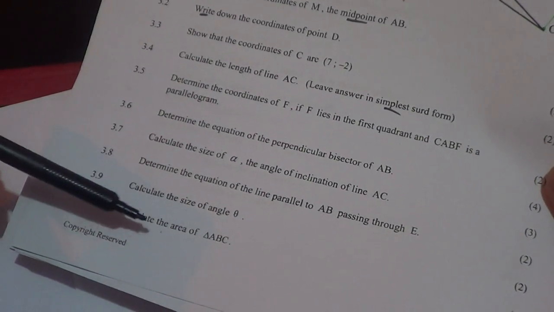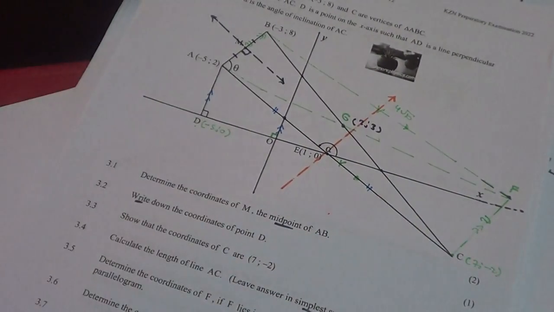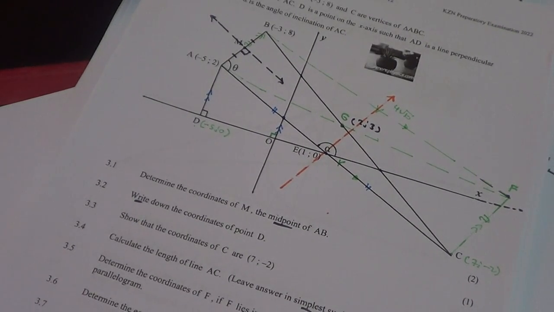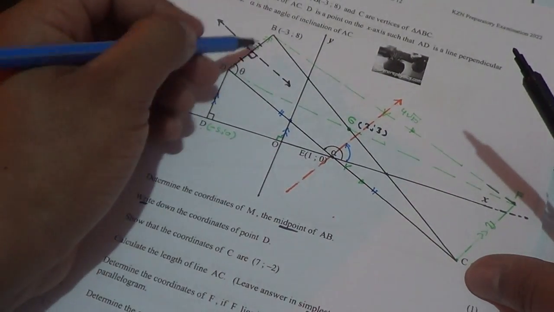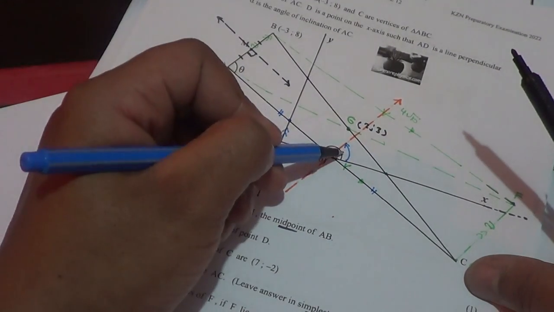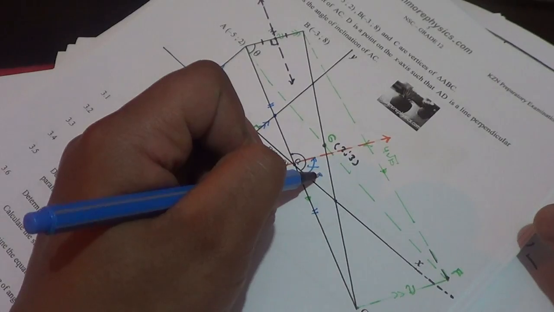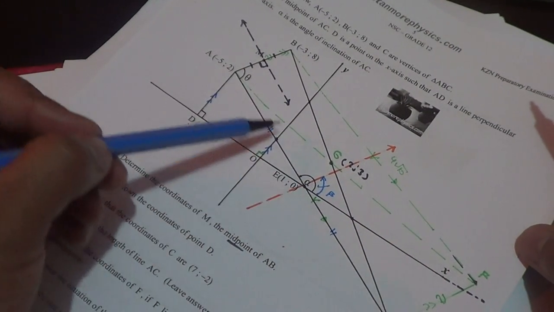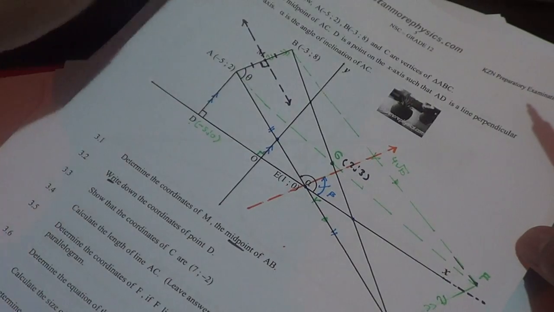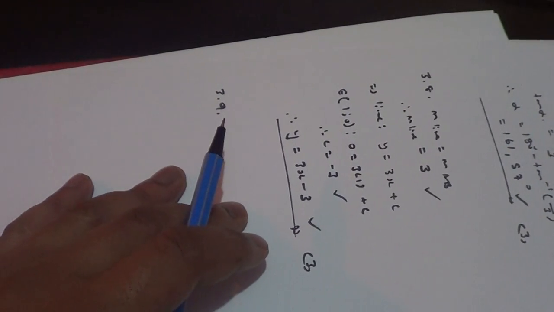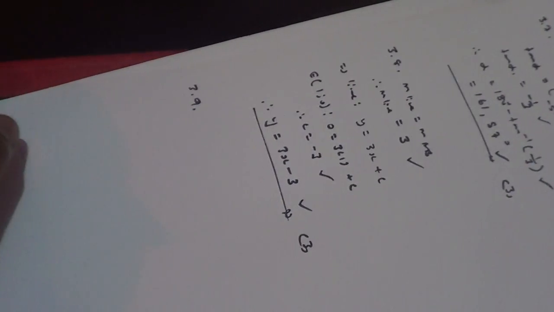3.9. And then they say calculate the size of angle theta. Okay, 2 marks. This is easy now, because what makes it easy is the fact that the angle of inclination of this line, because it's parallel to that line, is going to be this angle here, right? Let's call it beta. So beta is going to be equal to theta. Why? These are corresponding angles, because this line is parallel to that. So we are happy now. They made it a bit easy for us, because we were going to have to draw our lines and then work out things.